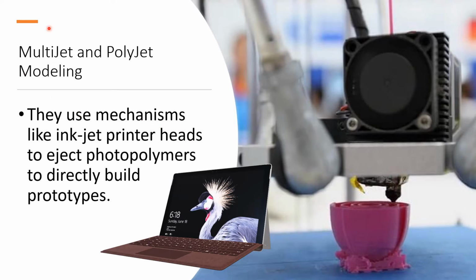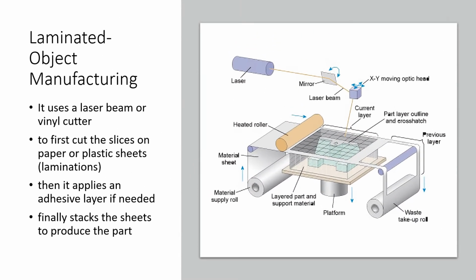Jet and polyjet modeling, we use inkjet printer heads to eject the plastic or photopolymers to build prototypes. So for laminated object manufacturing, here we use a laser beam, or we use a vinyl cutter to first cut the slices on paper or plastic sheets. And then we apply an adhesive layer if it is necessary. And then finally, we stack the sheets to produce that part.